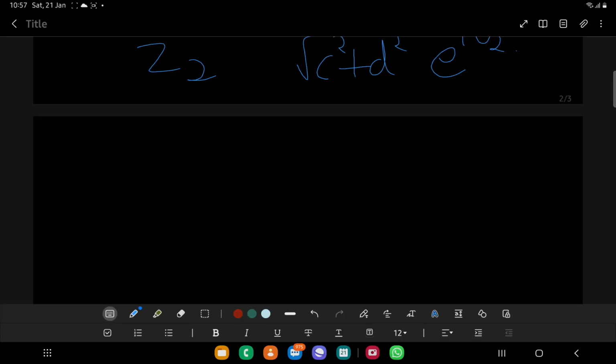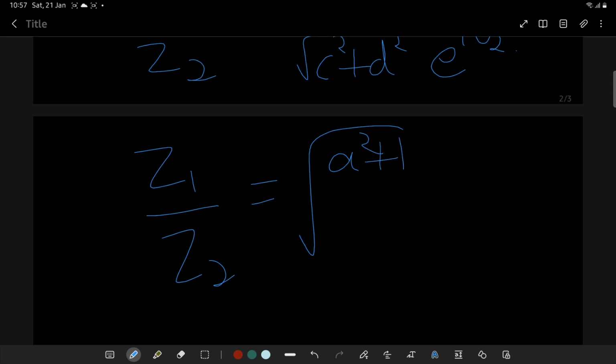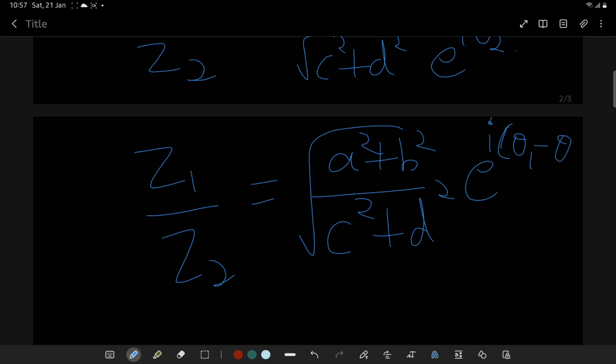Now we get that z1 by z2 is equal to root of a square plus b square by c square plus d square. Now by using the law of exponent, e power i into theta 1 minus theta 2. See, now we have got it into a simple form.